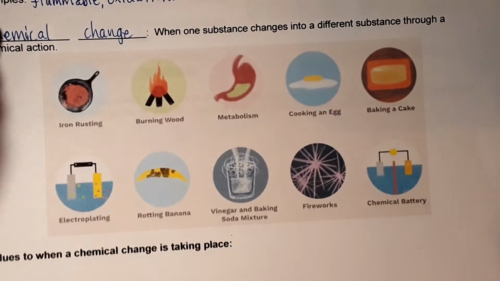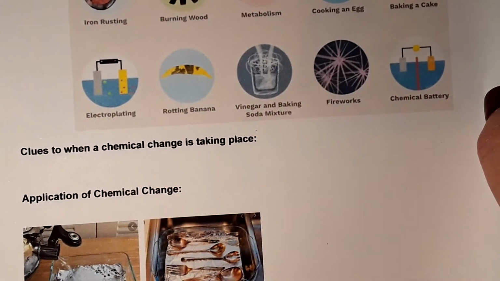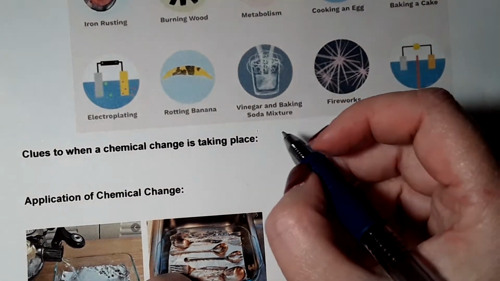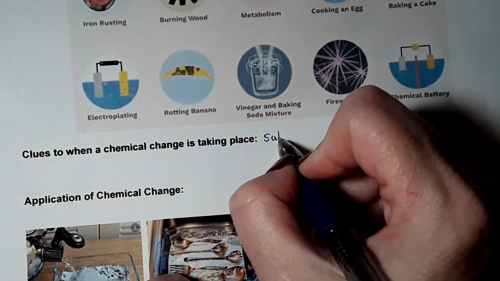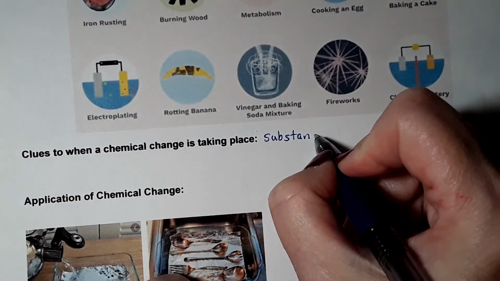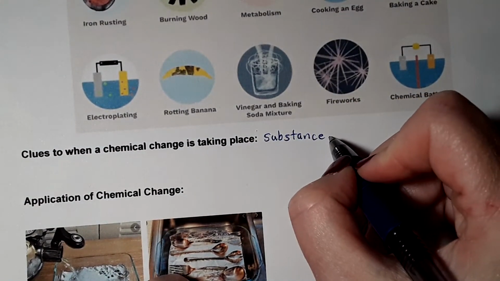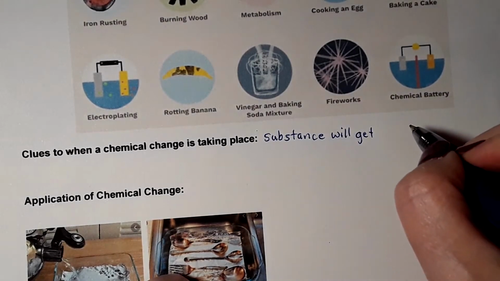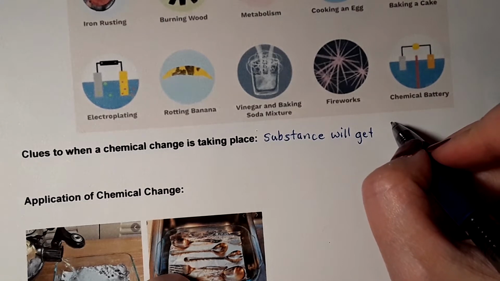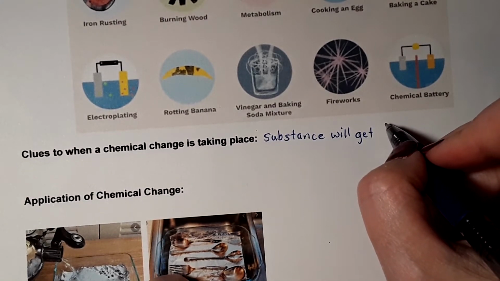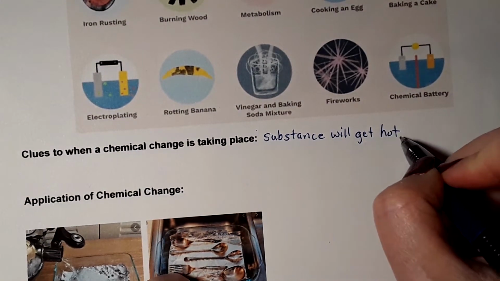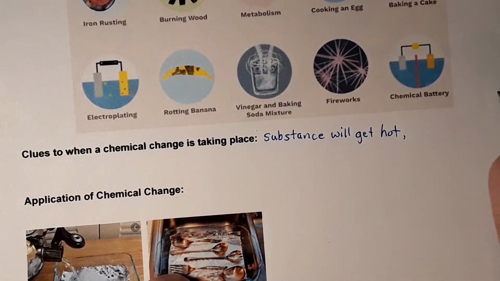Now, how do you know when a chemical reaction is taking place? I'm pushing it up so y'all can see better. Well, there are some clues to look for. For example, the substance will get hot. And I don't mean necessarily by flames. Sometimes you can add two chemicals and you get what's called an exothermic reaction. The two will heat up and there's no flame to be seen anywhere. So substances will get hot sometimes.